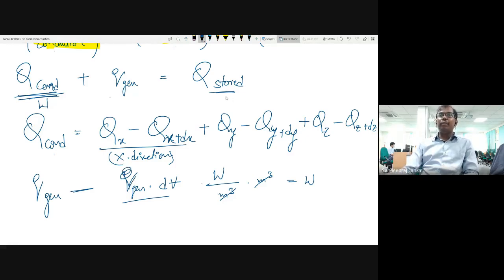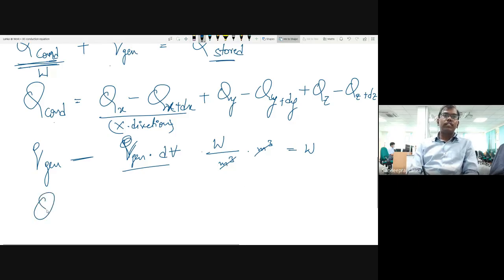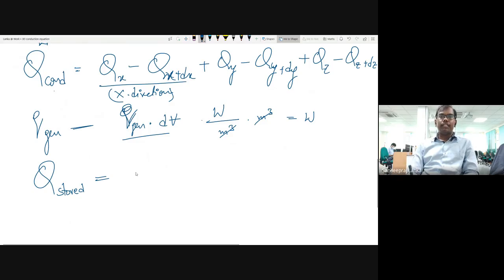Now somebody tell me how to take Q stored inside the system. How to take it? Somebody please tell me. This I have already told you actually. How do you quantify the heat stored in the system? MCdT. Yeah, very good. Whenever I say Cp, it is heat stored in the system. MCp dT. Okay, good.